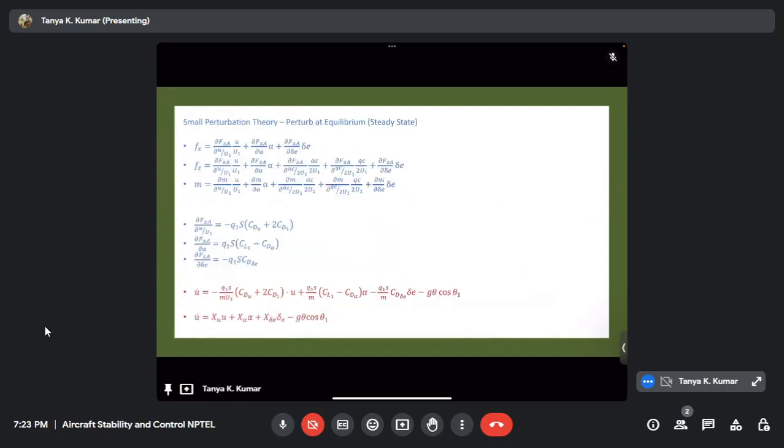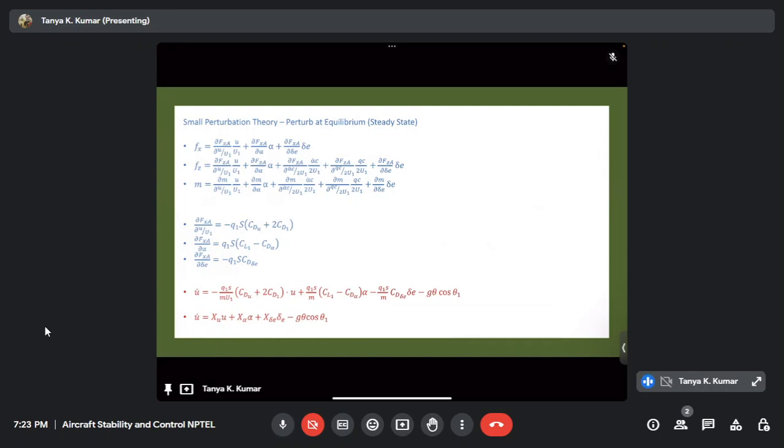Okay. Now we expand each of those three terms, that is fx, fz and m. We take their derivatives with respect to u, alpha, delta e, q and alpha dot. In the x direction, though there are quantities pertaining to q and alpha dot, they are negligible, hence can be ignored. But in the z direction and the m, they cannot be ignored.